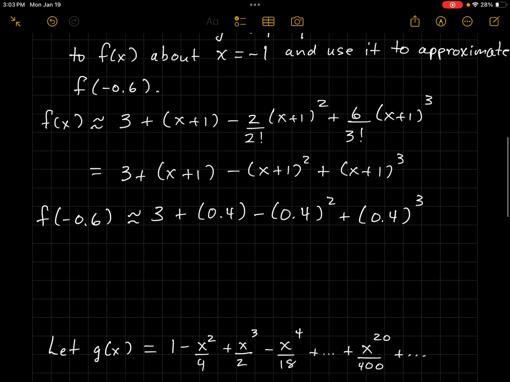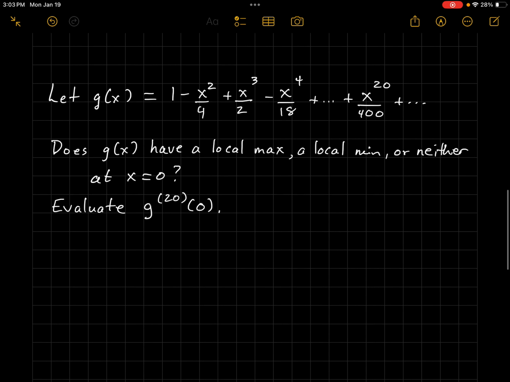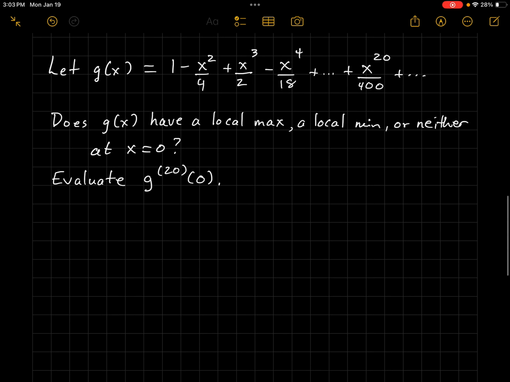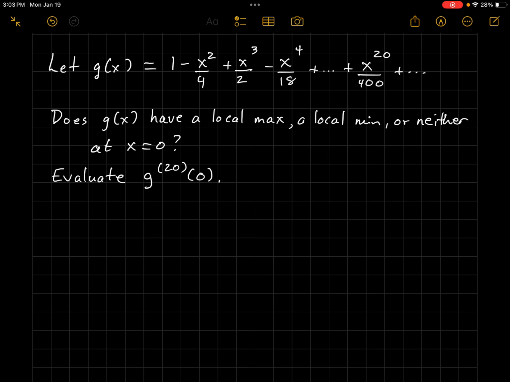How about a different type of problem? Let's let g of x equal the series to the right. 1 minus x squared over 4 plus x cubed over 2 minus x to the 4th over 18 plus, leave some terms off, plus x to the 20th over 400 plus, etc. First question. Does g have a local maximum, a local minimum, or neither at x equals 0?